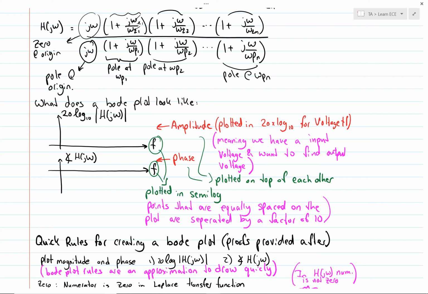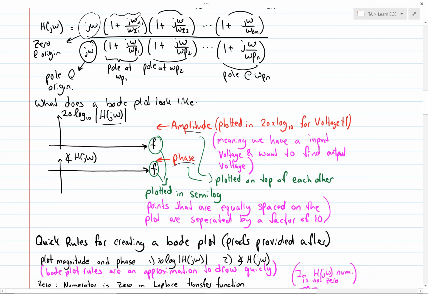Like I said, it's trying to capture the effect of this transfer function on the input. And that transfer function affects the amplitude of the sinusoid and the phase of the sinusoid. So we're going to draw both. On the x-axis of a Bode plot is the frequency. So basically, I would plot frequency on the x-axis.